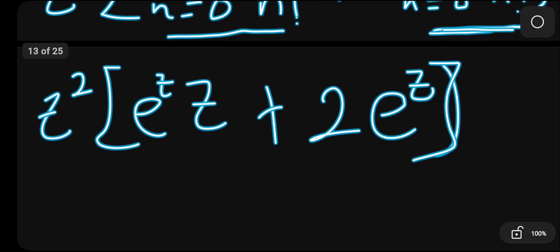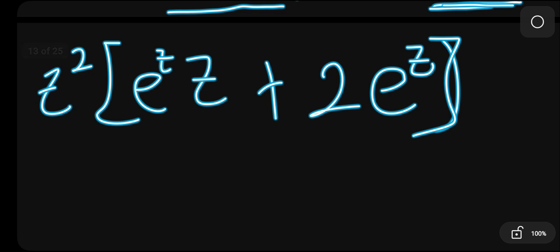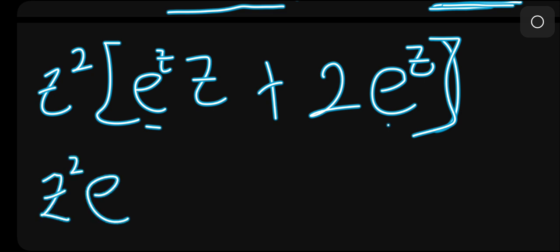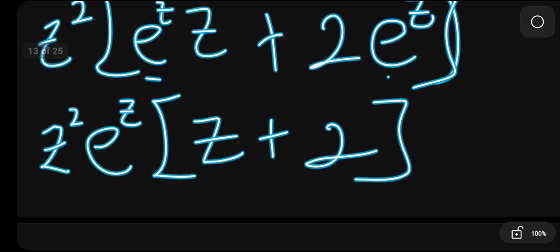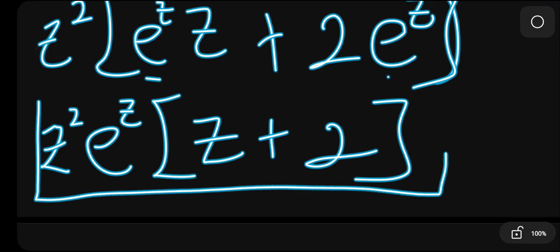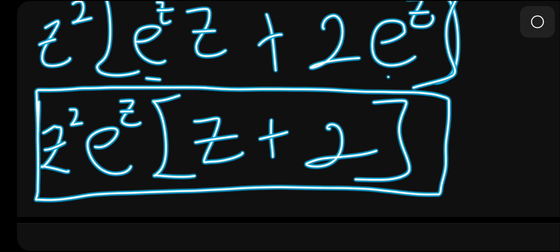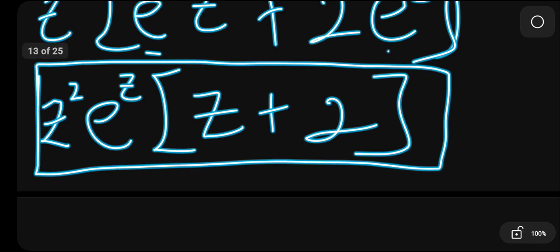Now from here I have common terms, so z squared e power z, then z plus 2. So from here we've proved that the equation is true. So there you have it.